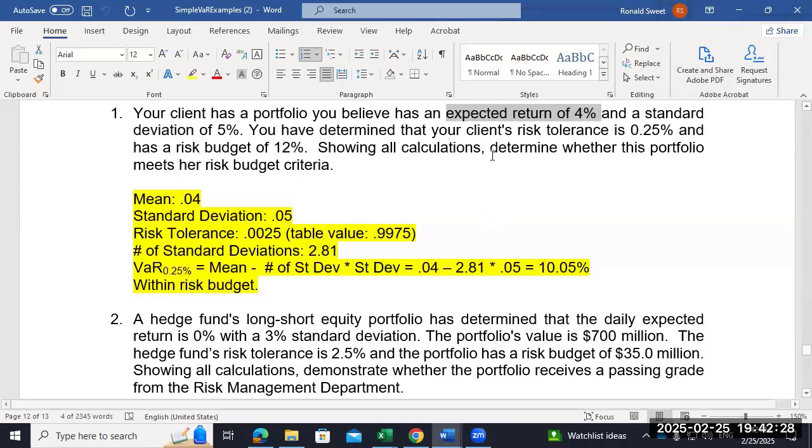Think of it as the middle value. 50% of the time, we expect to be higher than that, 50% of the time, lower than that. So we take the mean minus that risk tolerance number of standard deviations times our standard deviation. That's 10.05%. What was the budget? 12%. So they get a positive score.